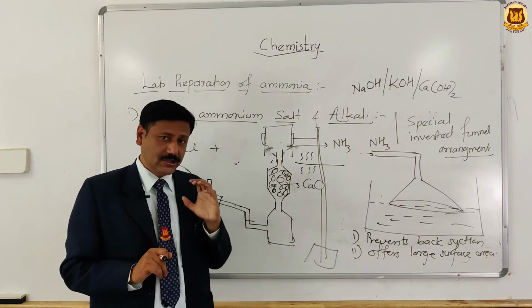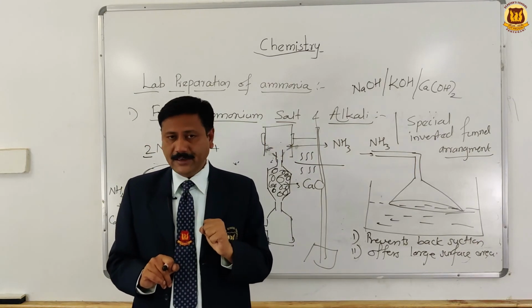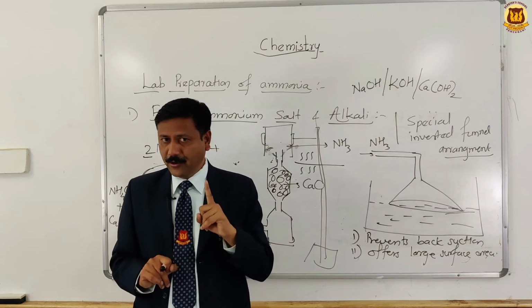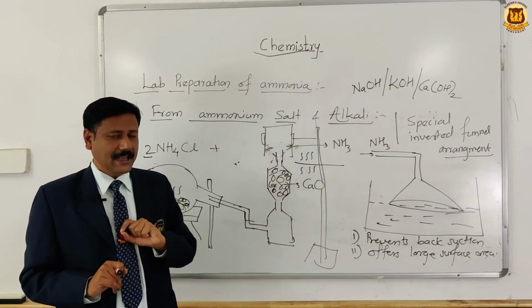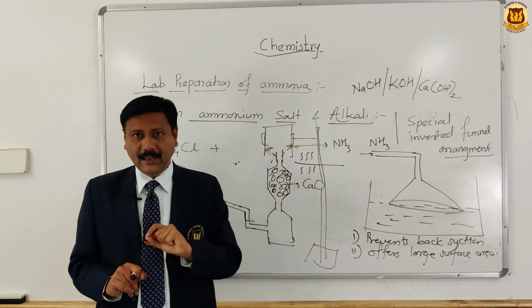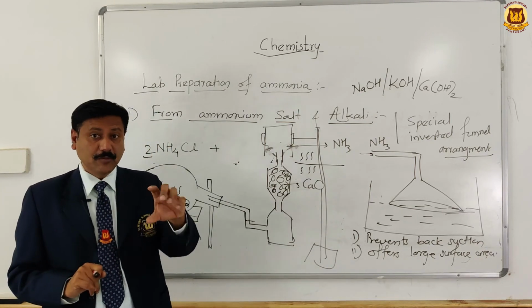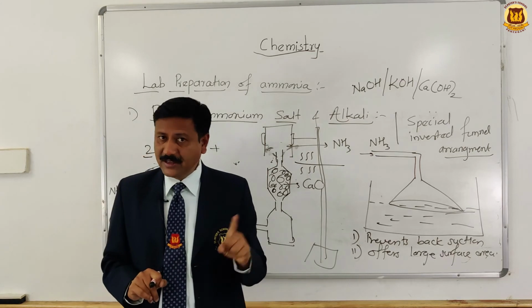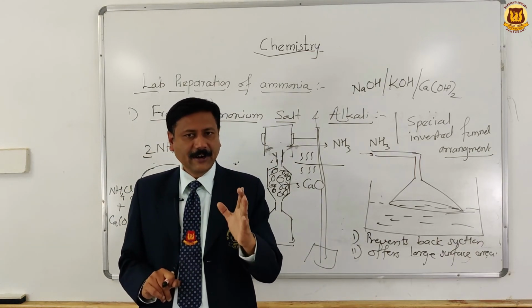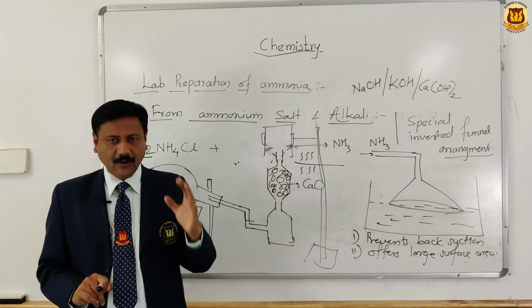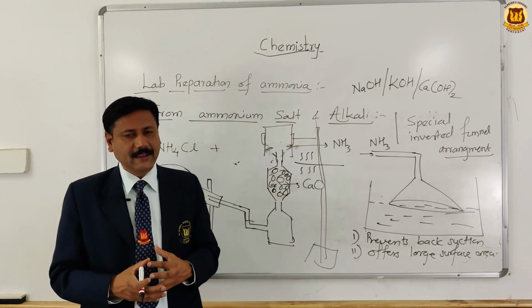Calcium hydroxide is used as one of the reactants. The alkali is not NaOH or KOH, because NaOH and KOH are deliquescent. They absorb moisture and turn into solution. Therefore, NaOH and KOH are not used. Calcium hydroxide is cheap and not deliquescent. Therefore, that alkali is preferred.